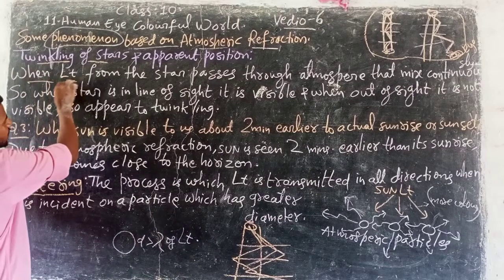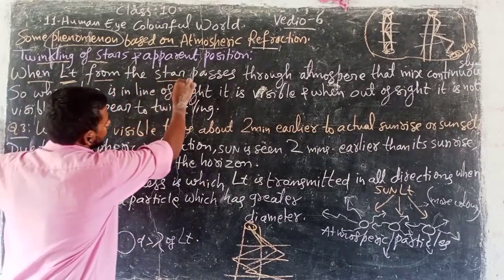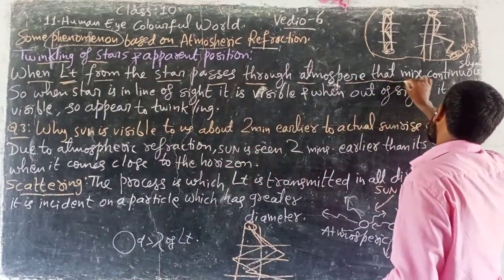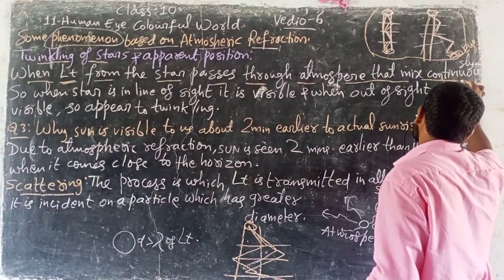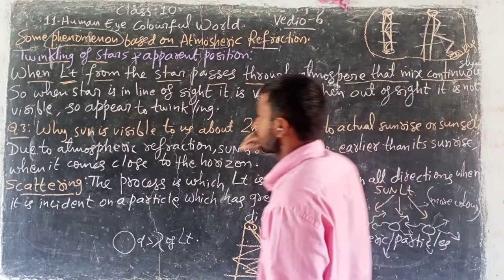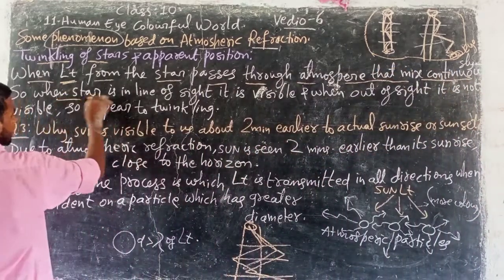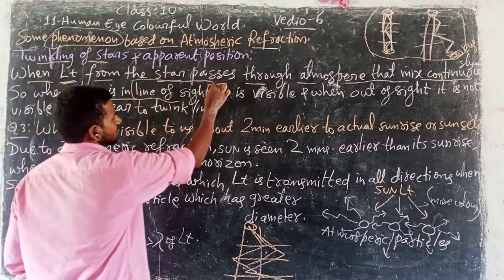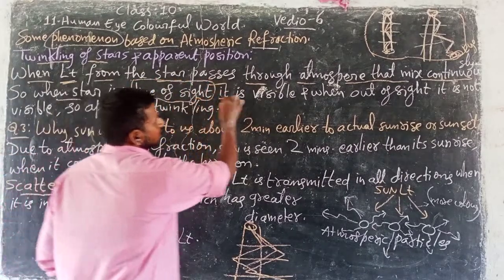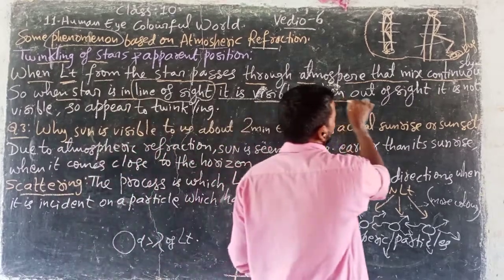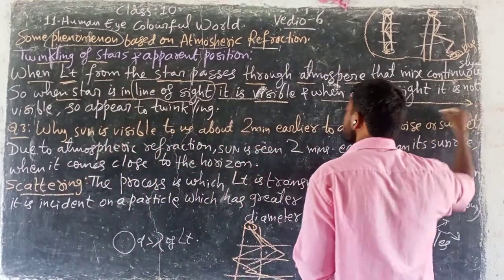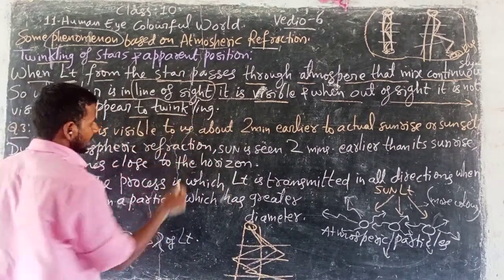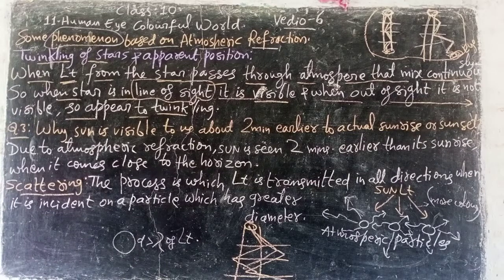When light from the star passes through the atmosphere that mixes continuously, when the star is in the line of sight, already I told you, it is visible. When out of sight, it is not visible. So it appears to twinkle.